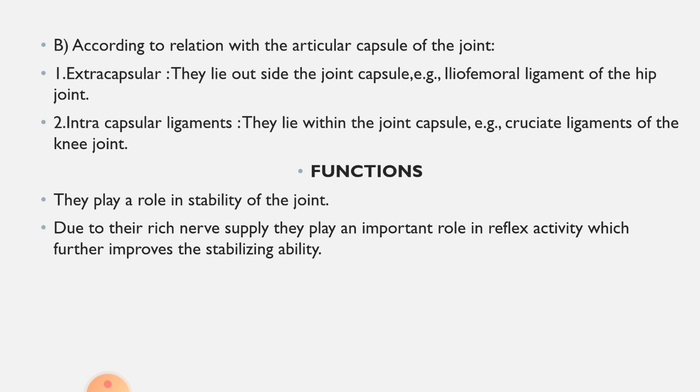We saw the fibular collateral ligament. They play a role in stability of the joint. This is the function, and due to their rich nerve supply, they play an important role in the reflex activity, which further improves the stabilizing function.